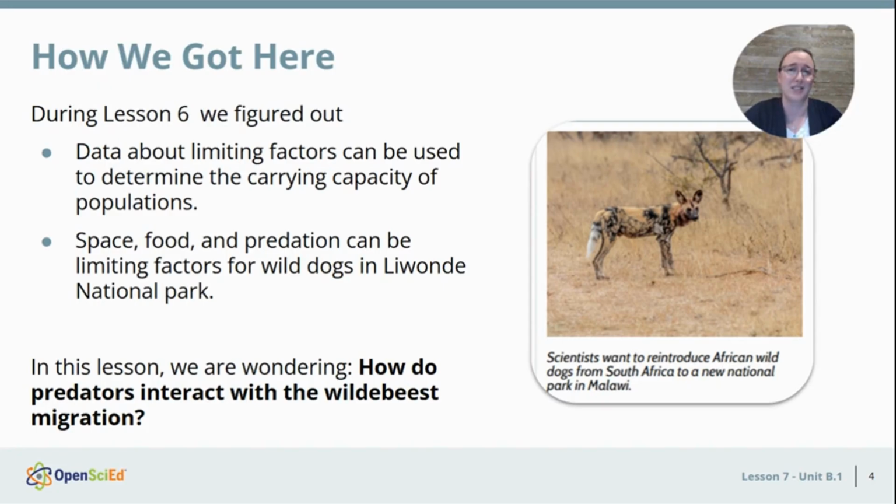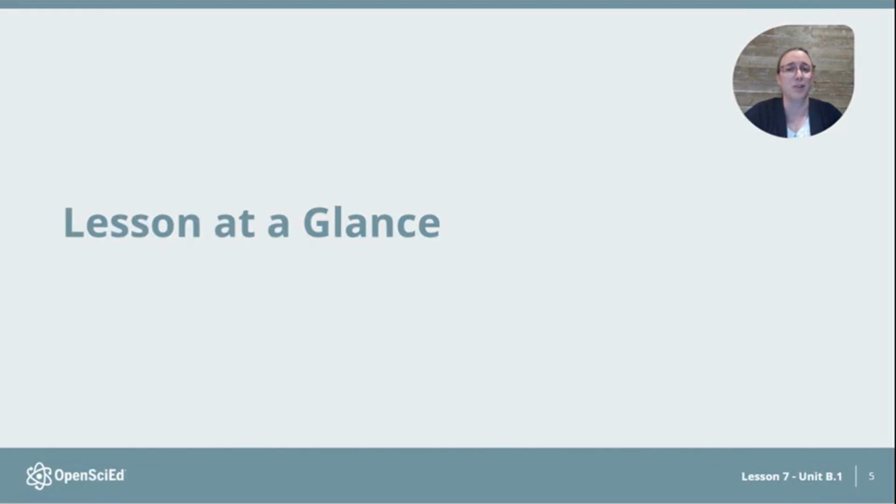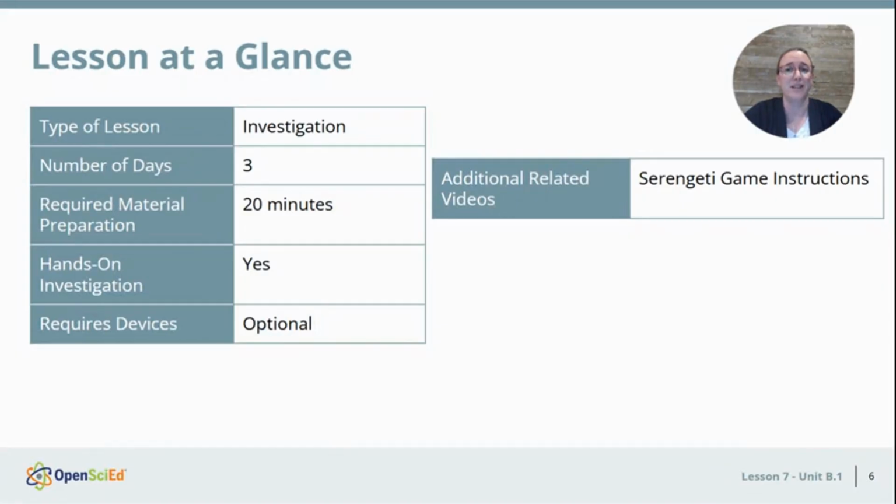At the end of Lesson 6, we concluded that we needed more information about the role of predators in the Serengeti ecosystem. Let's take a look at the highlights from Lesson 7. Lesson 7 takes 3 45-minute days. It involves a hands-on investigation using the Serengeti game board and pieces.